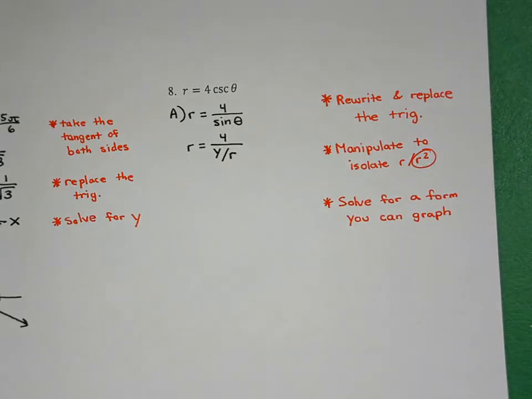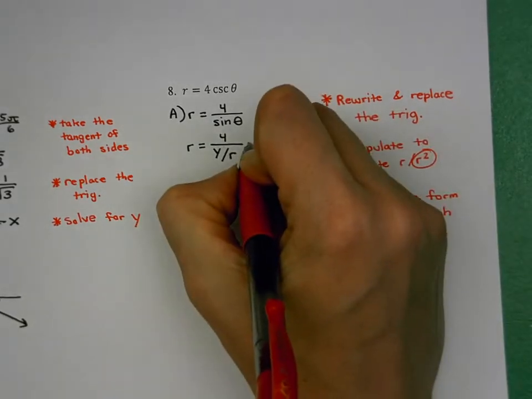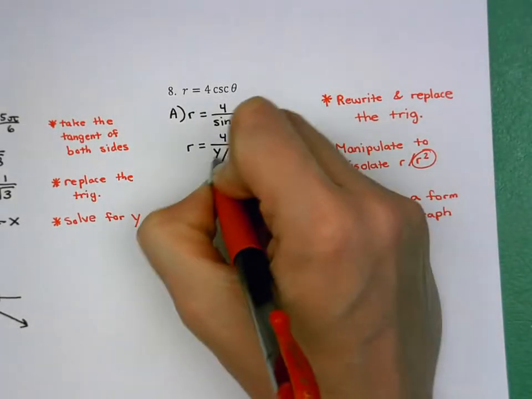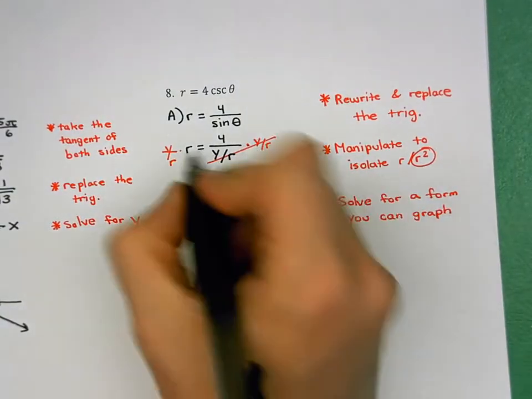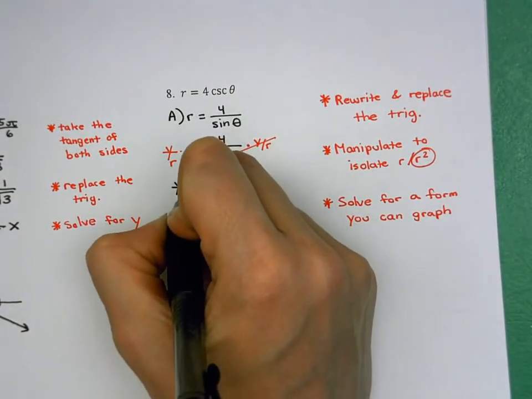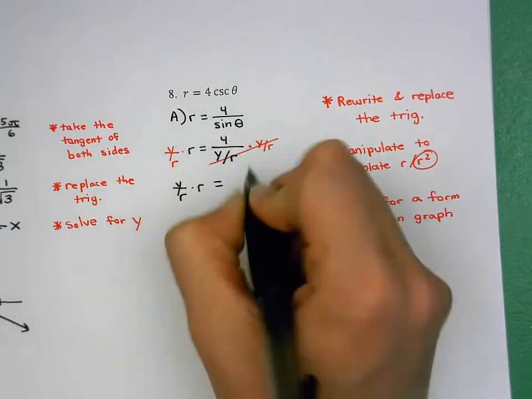Okay, and so that's step 1. Again, you're looking for sines and cosines that you can replace. Okay, step 2, you're going to manipulate to isolate your r. Ideally, you're ultimately looking for that r squared as much as possible. And so in this case, to isolate my r's, I've got an r on the left, I've got an r on the right. I'd like to be able to get them together so I can work on isolating the r. So let's go ahead and multiply this y over r to the other side. And so we have y over r times r equals, and 4 is left on the right.